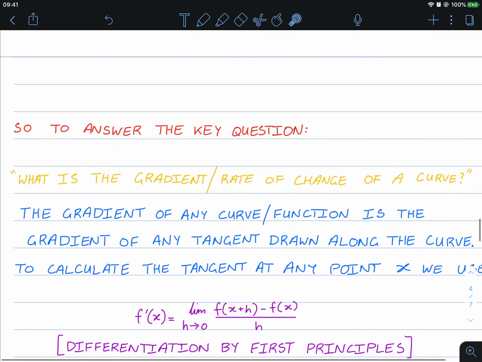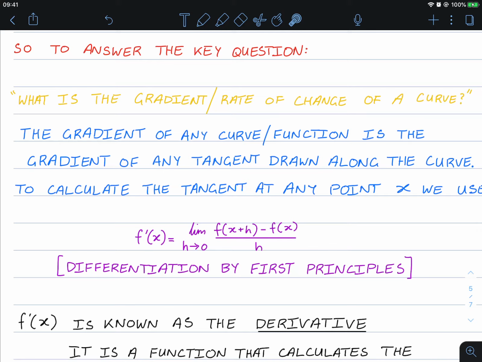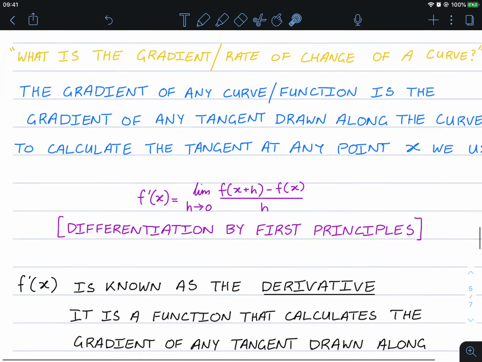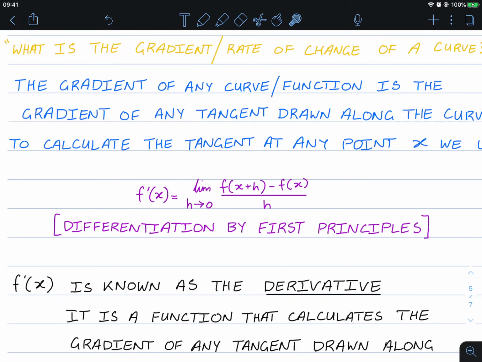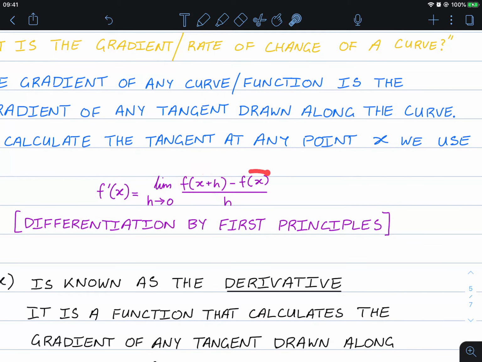So to answer the key question we've been leading up to, what is the gradient or the rate of change of a curve? The gradient of any curve or function is the gradient of any tangent drawn along the curve. To calculate the tangent at any point x, we use this formula here. I'll show you how to read this. This is f prime of x is equal to the limit as h approaches 0 of f of x plus h minus f of x all over h.